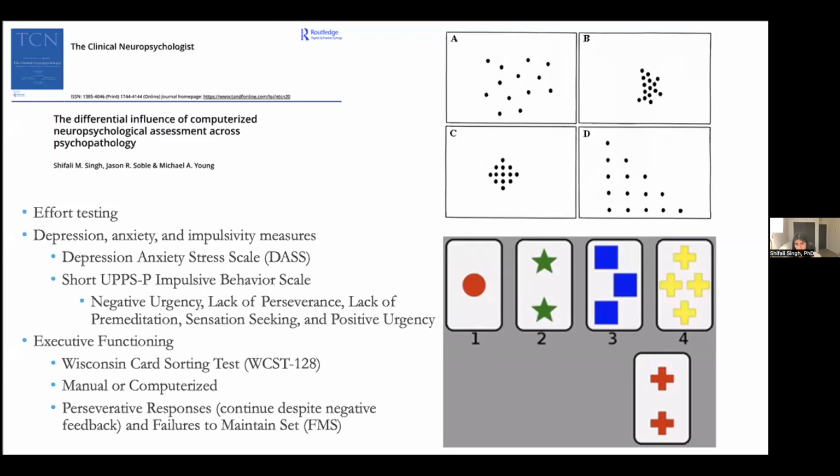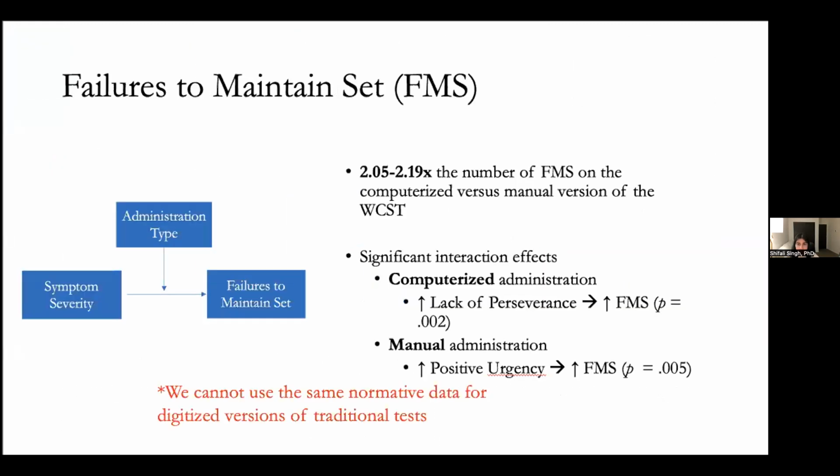My dissertation actually was looking at effort testing and depression, anxiety, impulsivity measures, and then executive functioning. I was comparing the difference between computerized and manual test administration of the Wisconsin Card Sorting Test. For time, I won't go into too many details, but essentially, I found there were 2 times the number of failures to maintain set on the computerized versus the manualized version, and interaction effects. Within the computerized administration, a lack of perseverance yielded an increased failure to maintain set. In the manual administration, increased positive urgency yielded increased failures to maintain set, about 2 times as likely. So we can't use the same normative data for digitized versions of traditional tests.